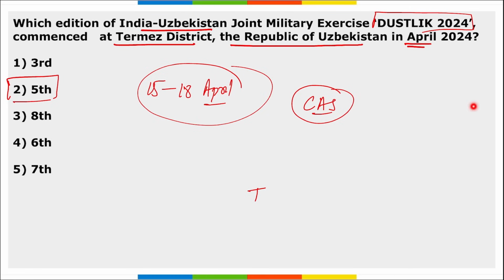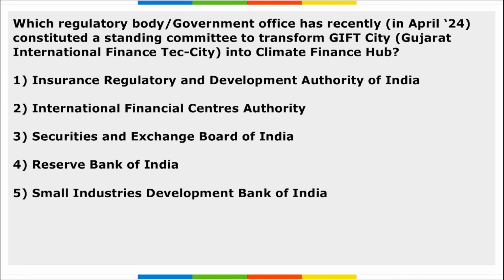Next is which regulatory body or government office has recently constituted a standing committee to transform GIFT City into climate finance hub. So it is IFCA, that is International Financial Centers Authority, right? This is a constitutive committee that has set up a standing committee, and this is basically to make a framework or to prepare a framework to launch various climate financing products, right?